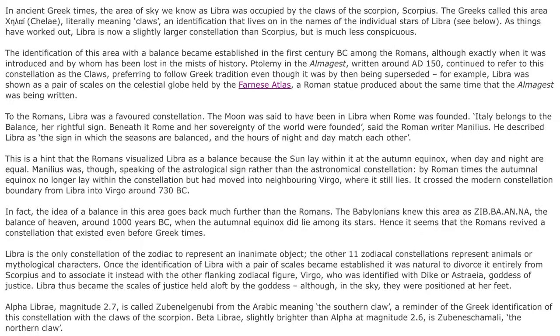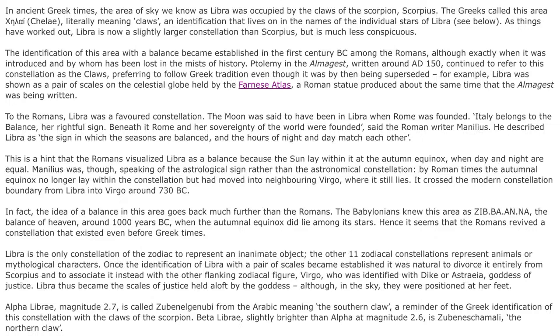The part of the sky you know as Libra was occupied by the claws of the Scorpius. And the Greeks called this area what? And then an identification that lives on in the names of the individual stars of Libra. Why are you gonna say that the Libra was occupied by the claws of the Scorpio? Oh, that ain't right. This whole sentence is wrong.